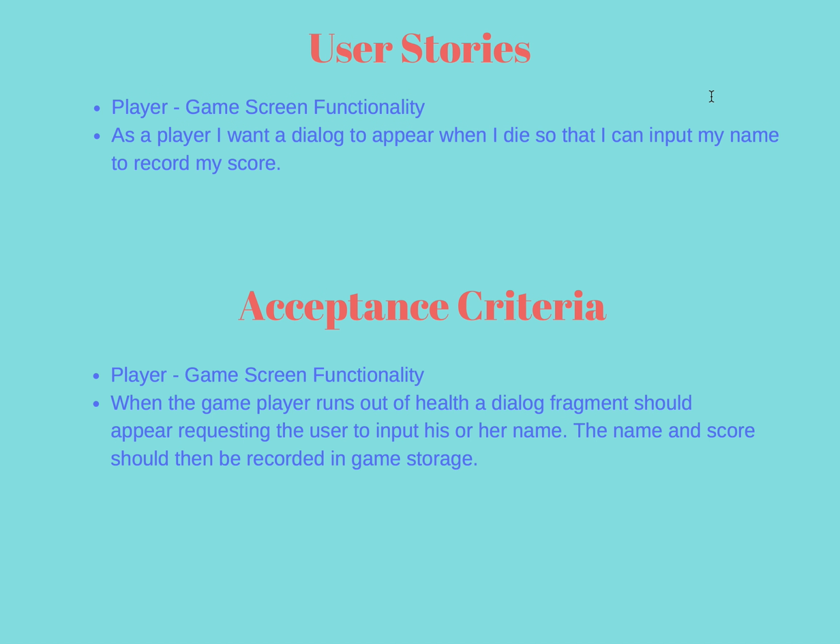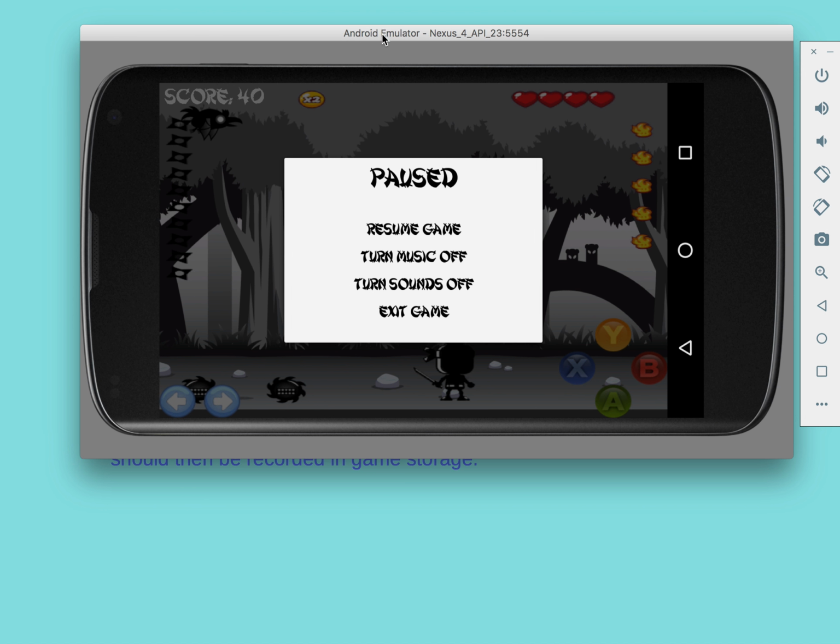Now for my next user story, I have: as a player, I want the dialogue to appear when I die so that I can input my name to record my score. And the acceptance criteria is that when the player runs out of health, a dialogue fragment should appear requesting the user to input his or her name. The name and score should then be recorded in game storage. So I'm going to go ahead and die.